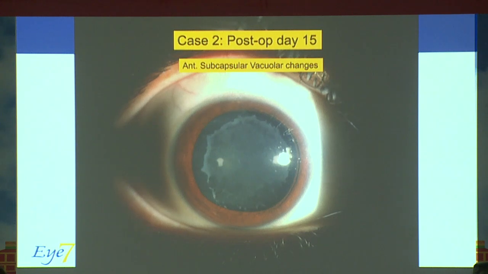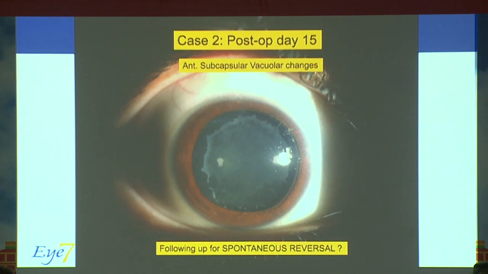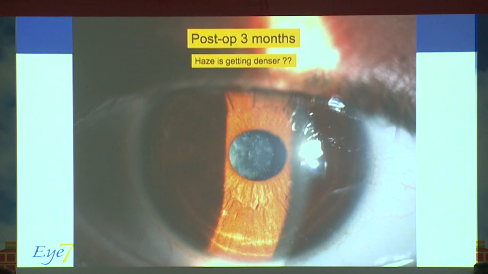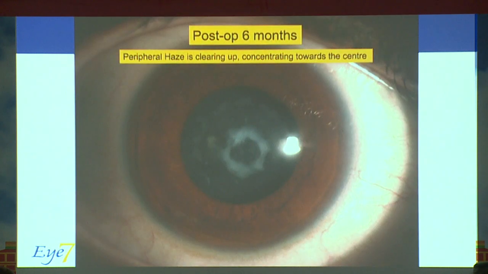Look at this amount of anterior subcapsular vacuolar changes. I said, fine, it will reverse. So we started following it up. And this was at 3 months. The haze is getting denser in the center. This was at 6 months. It was clearing up from the periphery and accumulating in the center.